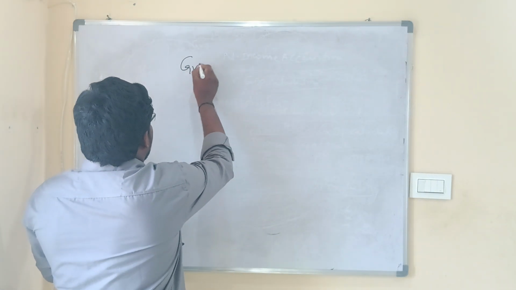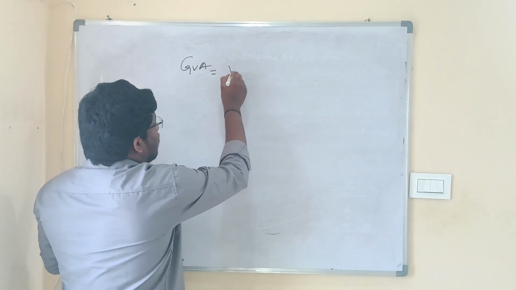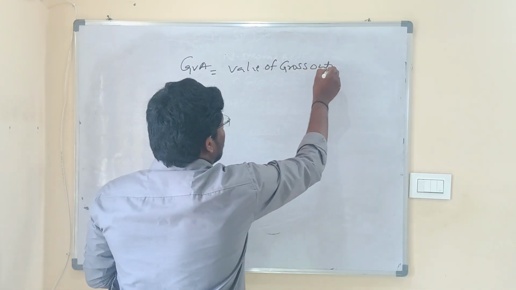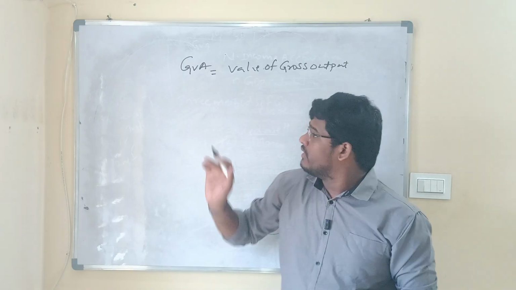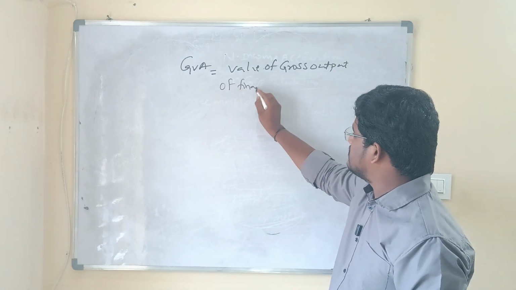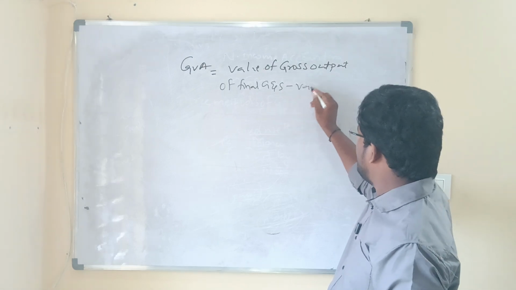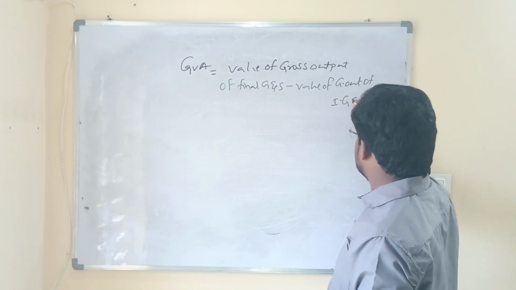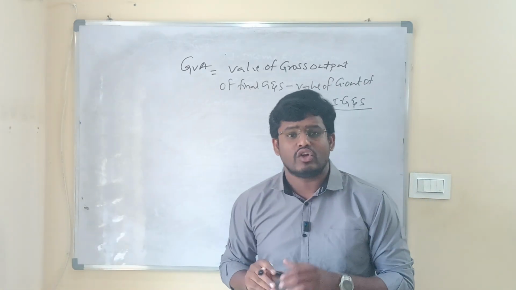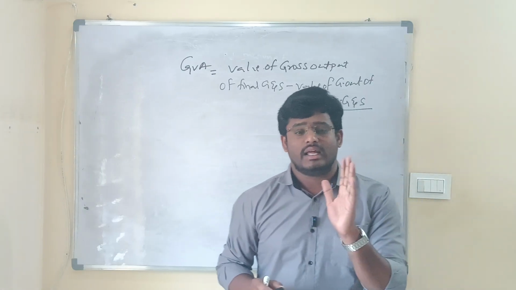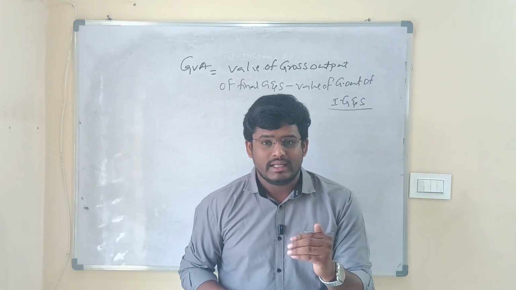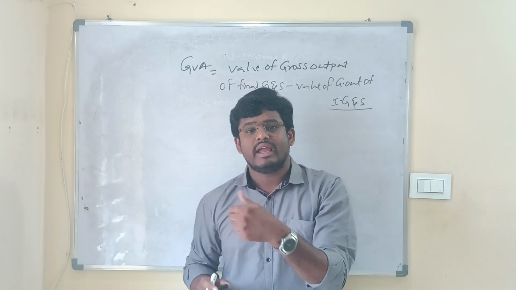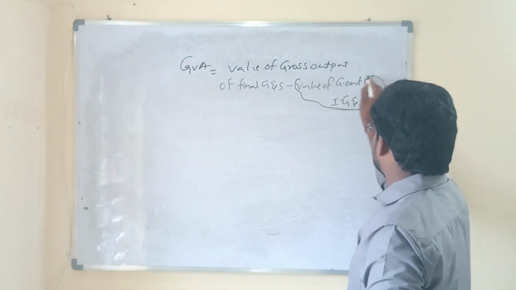Now the gross value added can be derived as the value of gross output of final goods and services minus the value of gross output of intermediate goods and services. So this is the formula where we can derive gross value added of a producing sector or of a producing entity. So it is the value of gross output of final goods and services minus, we are deducting, the value of intermediate goods and services.